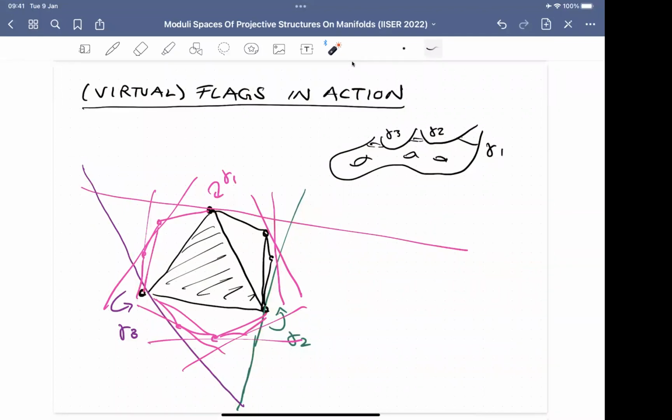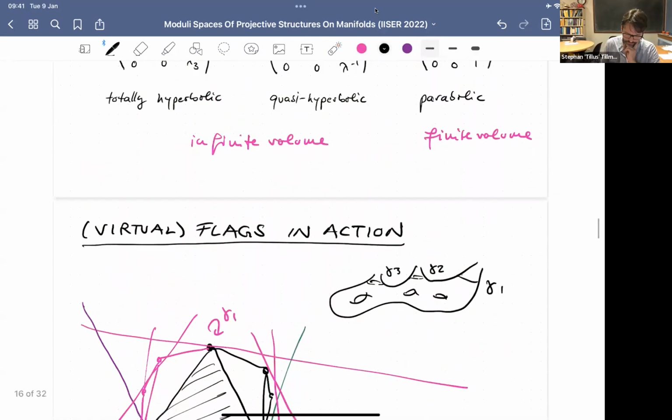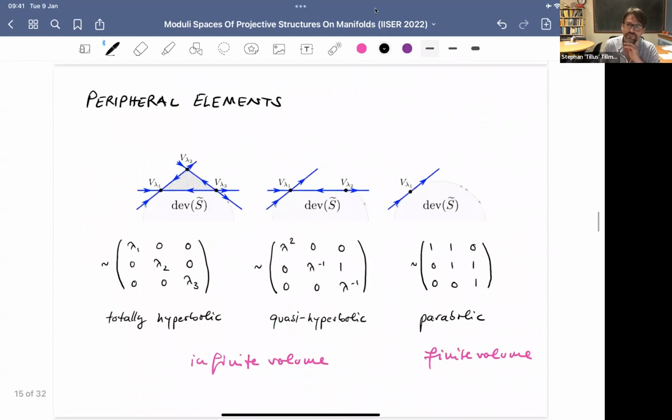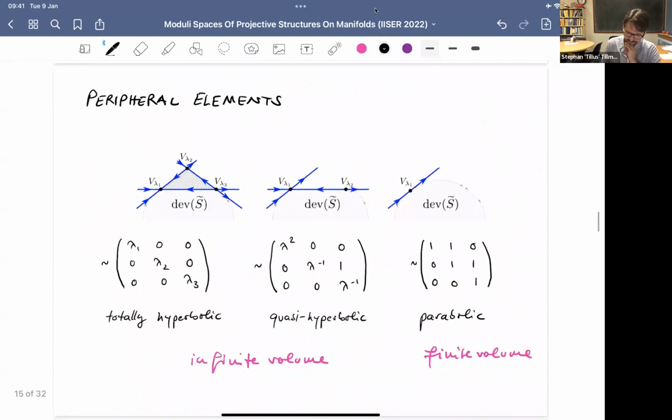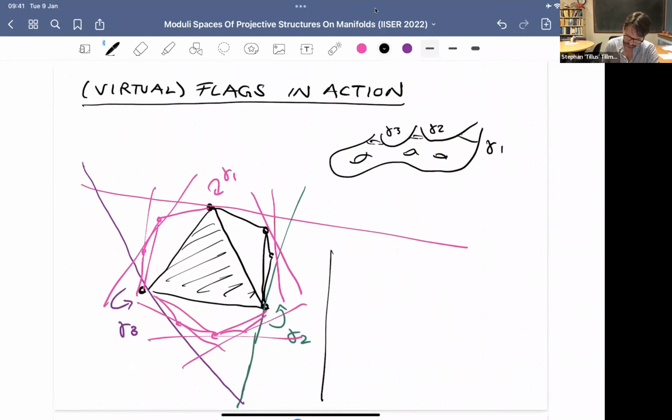When you say virtual flags, why are you calling it virtual? I mean, is it in the boundary? The thing is that for the surface, they're actual flags. For the surface, there's nothing else that happens. So in higher dimensions, yeah.